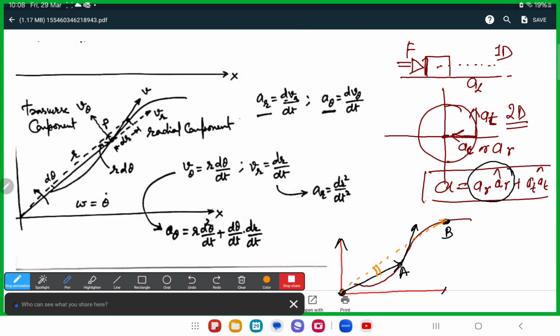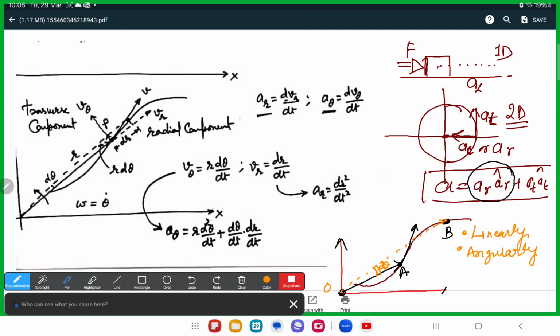You can say the body is changing its location linearly, from point A to point B linearly with respect to O. And here you can see, let's say this is d theta, and angularly. By these two ways the body is changing its location.